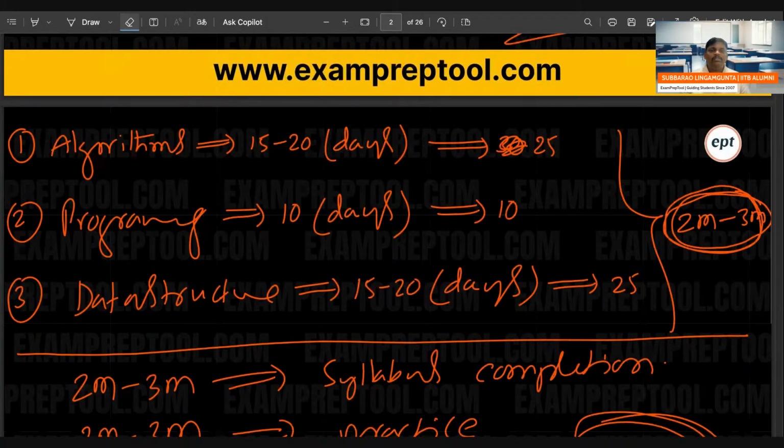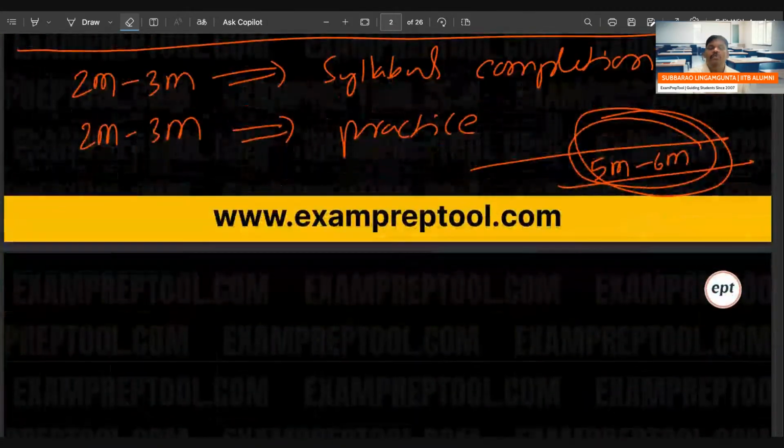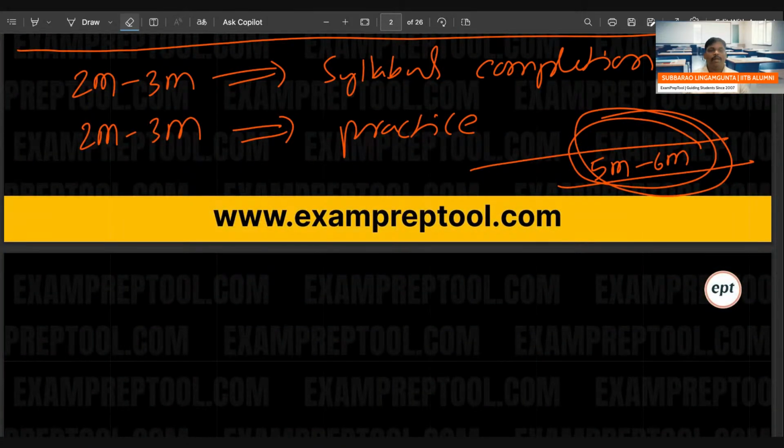Sometimes what happens is it goes 25 days for algorithm, 10 days for programming, and data structure one more 25 days. So approximately 2 months, let's take the upper bound, 2 months to 3 months, algorithm, data structure and programming syllabus will be completed. One more 2 months to 3 months of practice, overall 5 months to 6 months, you will be perfect with the DSA. You are going to be a DSA expert. Try to understand. Let's see if there is any audio, video, any problem, any issue, let me know.